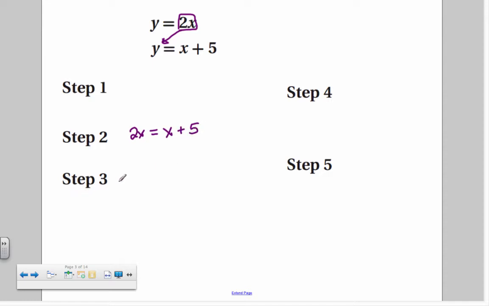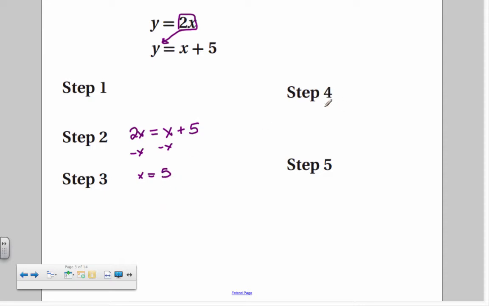Step 3 asks me to now solve for the variable remaining. So I have x's here. That's a really good way to double check that you've substituted correctly. You should only have one variable left. And that variable in this equation is x. So I'm going to solve for x by subtracting x from each side here. And here I'm left with x equals 5.